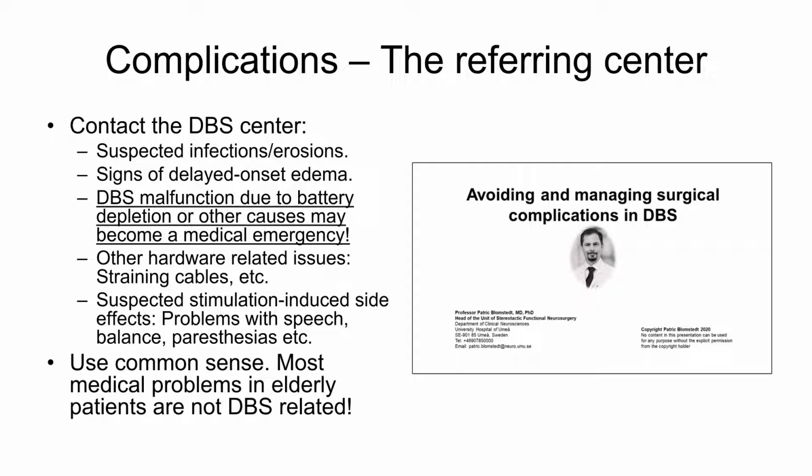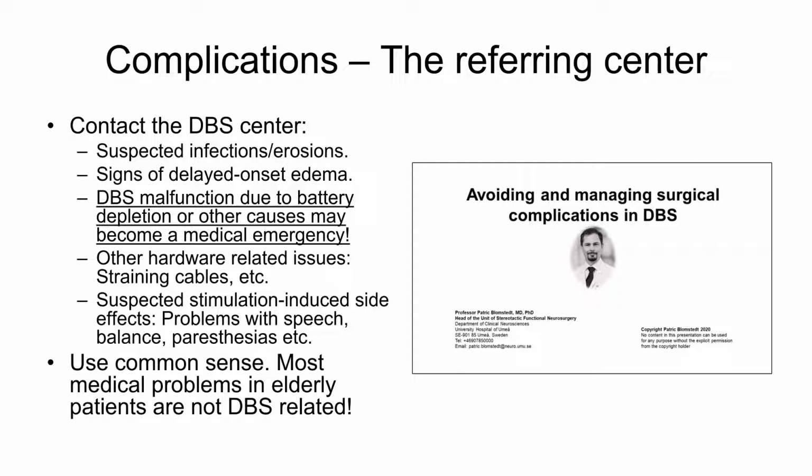Sometimes it is evident that this is a stimulation-induced side effect, like when a newly implanted patient develops a dysarthria that is immediately reversible upon turning the stimulation off, and then the stimulation parameters should be optimized by the DBS center. However, when a Parkinsonian patient, years after DBS, develops a problem with balance or speech, then it has most often nothing to do with DBS.